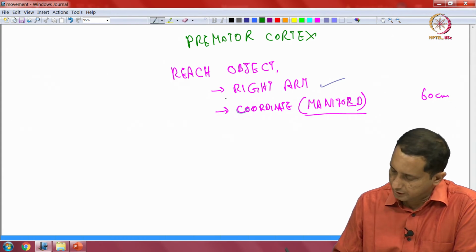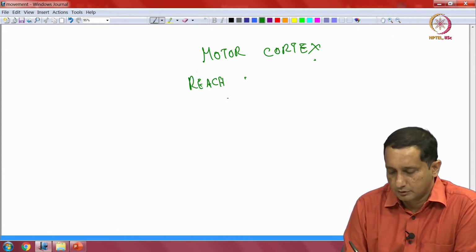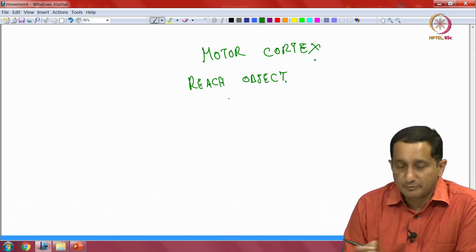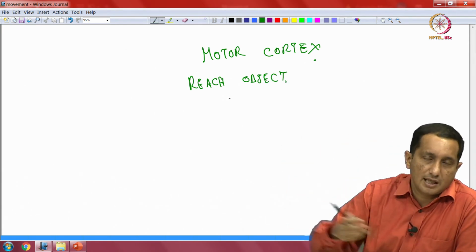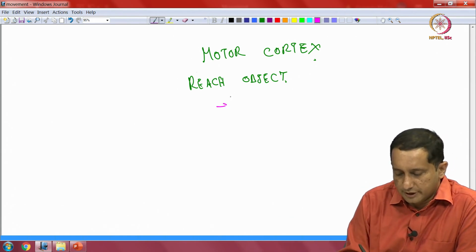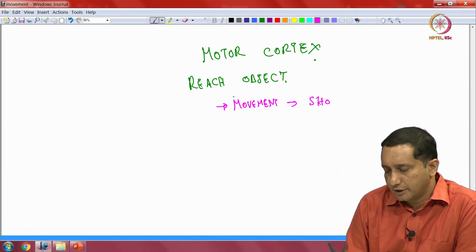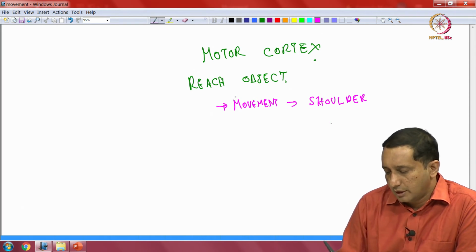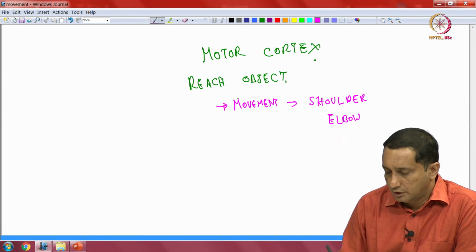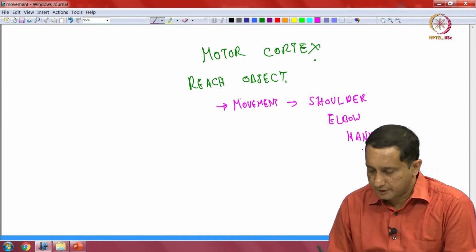So, what is the task? Reach object. We have determined the right arm to reach a 60 centimeter object. So, this needs to be split into movement coordinates. So, you have shoulder, and along with that you also have elbow, hand and fingers.